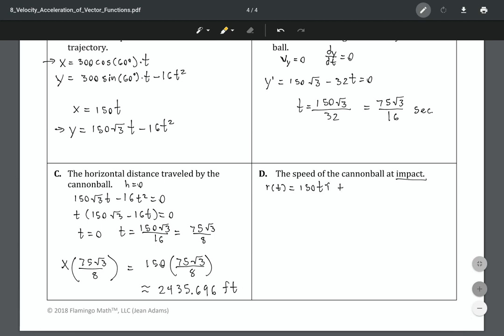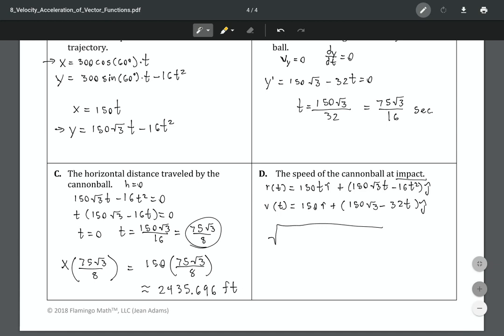So this is the vector that describes the motion. I would have to take the derivative, which is going to give me r prime, that's what I meant. That'll be the derivative of this. This is 150i, and this is 150 square root of 3, so it's basically what I have on the last one, minus 32t, on part B, that is. Right now, at impact, I know that the ball hit the ground at this time, which I already wrote here.